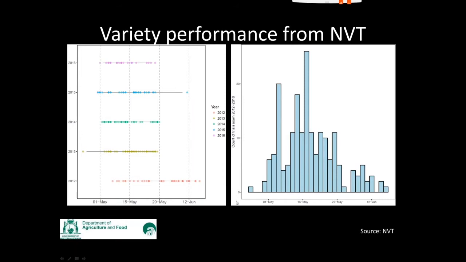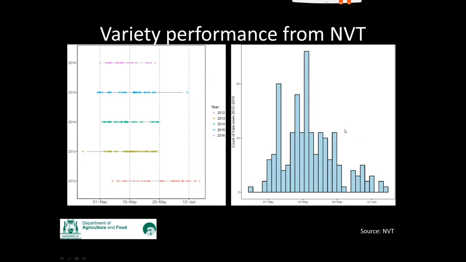If we come across here, we can see the distribution of that MBT data set for the last 5 years. Most of the trials have a trial mean sowing date of around the 15th of May, but there's still a large proportion sown in the back end of the season.